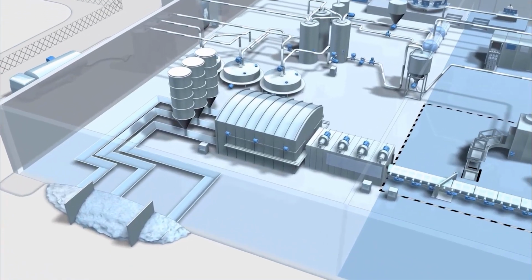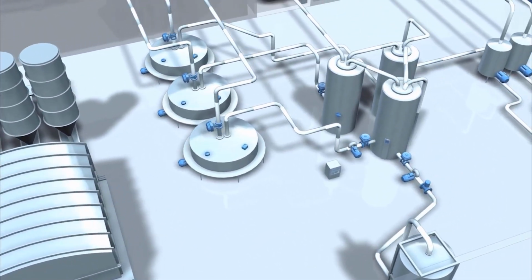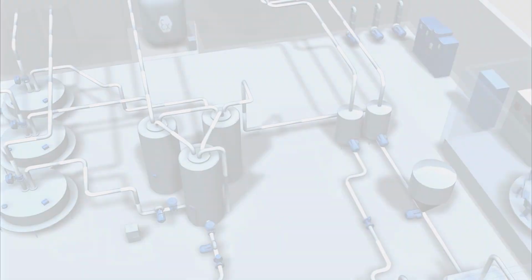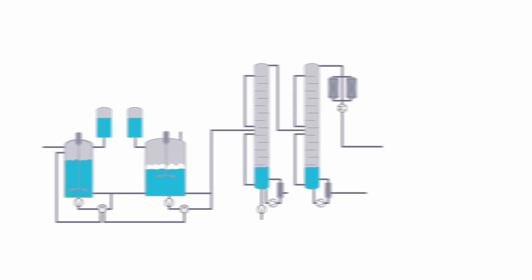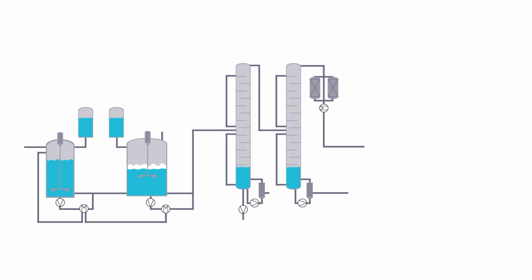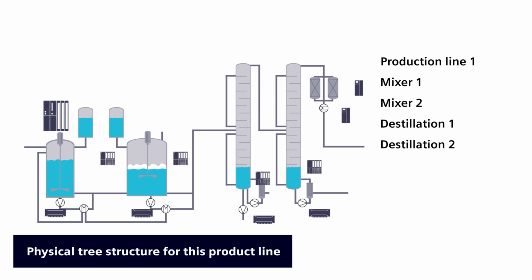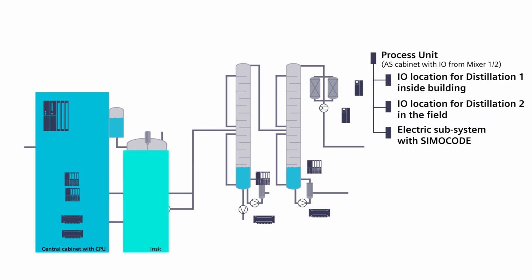For example, a production process includes many physical devices and one control system, which consists of controllers and I/O modules. This small process unit has four main physical equipments. If we think about the modules and their locations, we can describe it with a tree structure. And with the tree structure, the I/O of Mixer 1 and Mixer 2 are located in the same central cabinets with the controller.